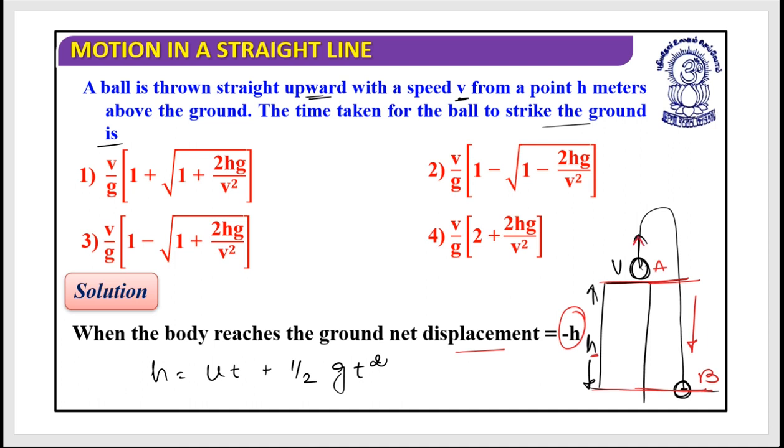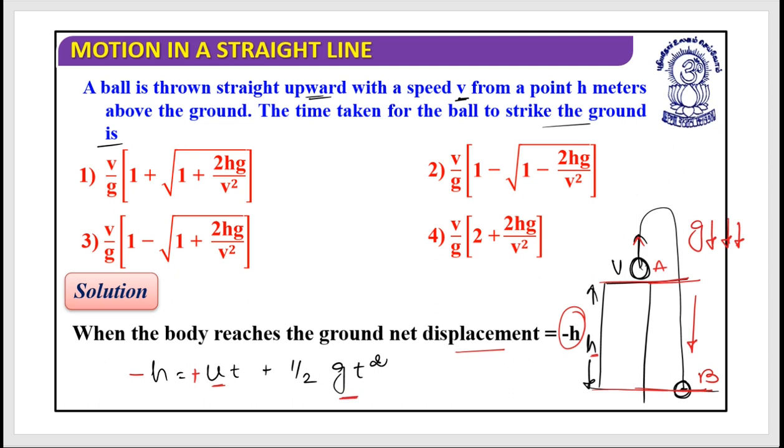You are throwing an object in an upward direction, so let's take u as positive, h as negative, and as the object is moving in the upward direction, g always acts in the downward direction. g always acts in a downward direction, so g would be taken as negative. I hope this is clear to you.